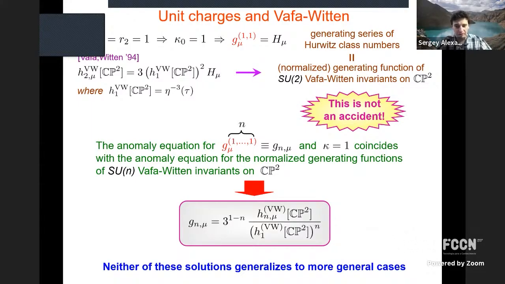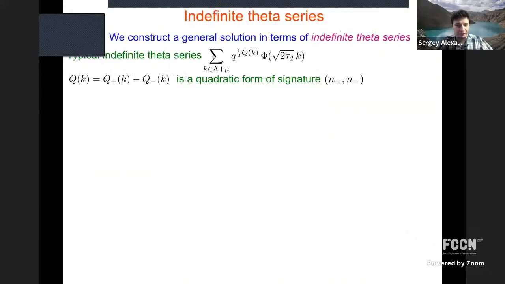And therefore, at this point, we tried a very different strategy, namely the one which relies on indefinite theta series. And I would like to claim that proceeding this way, we actually succeeded to find a solution in the most general case. So using this indefinite theta series, one can find all these anomalous coefficients for arbitrary Calabi-Yaus, with B2 equal to 1, but otherwise arbitrary intersection numbers and arbitrary sets of charges.